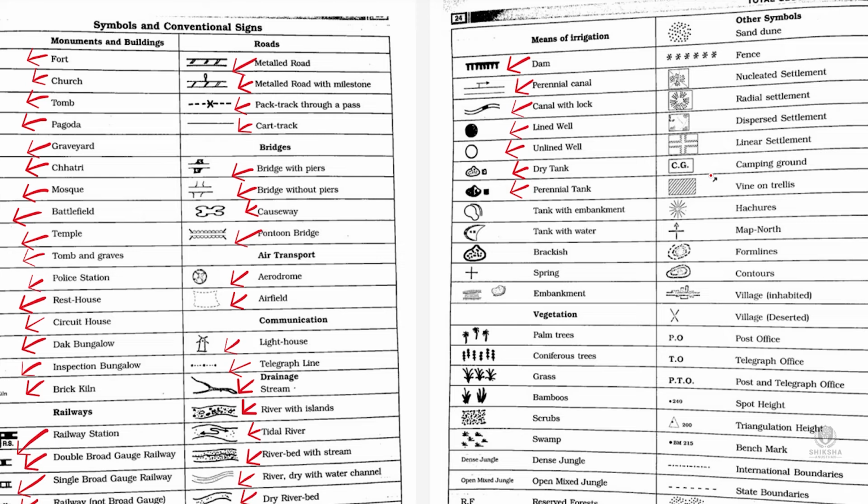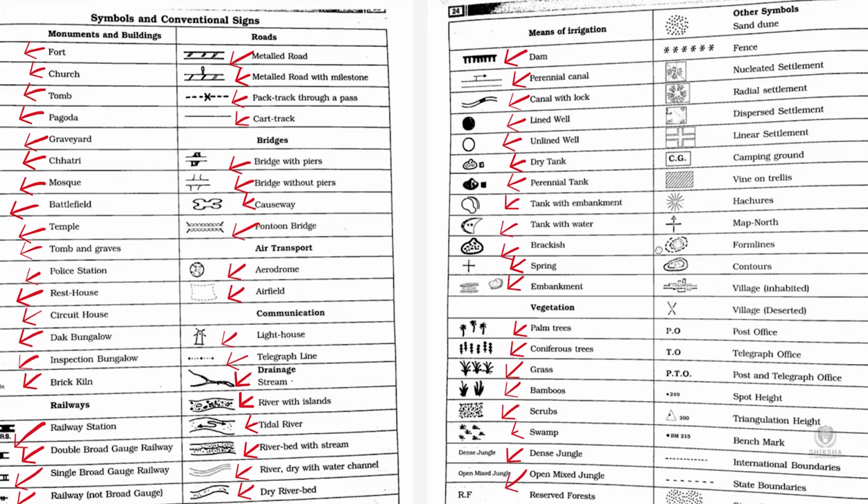Then tank with embankment, which means it has a boundary. Tank with water. Then brackish means salt water, you can say. Then spring, embankment, and also palm trees, coniferous trees, grass, bamboo, shrubs, swamp, dense jungle, open mixed jungle.